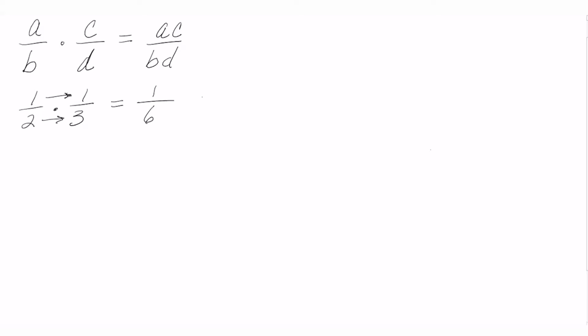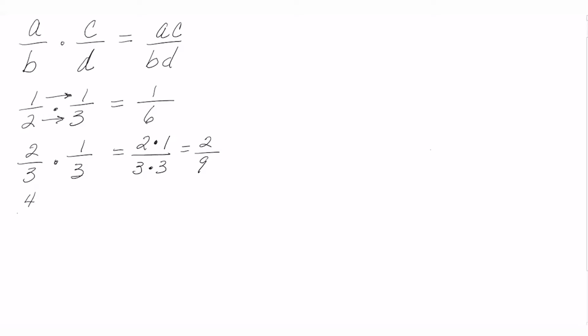So let's do another one. If we did 2 thirds times 1/3, we're going to go 2 times 1, and we could also write it like this. So we could say that's 2 times 1 over 3 times 3, which is going to equal 2 over 9, and once again we have no common factors between the 2 and the 9, so there's no way to reduce this fraction.